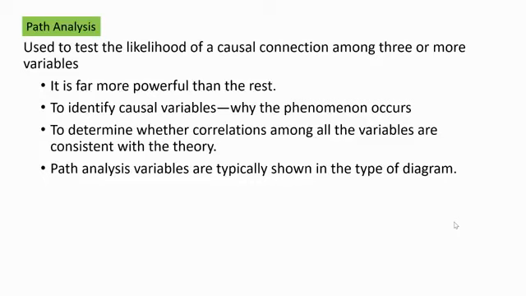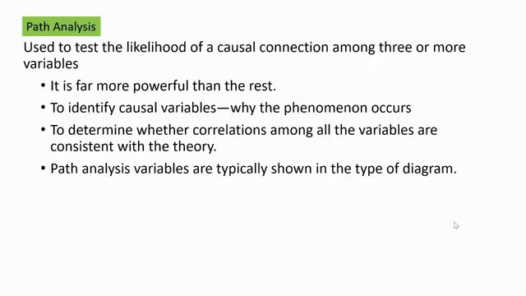In this video, I will talk about path analysis, which is the last technique that is usually used to analyze the correlational research data. Path analysis is used to test the likelihood of a causal connection among three or more variables. Some of the techniques having been described aim to explore the theory of the causality. However, path analysis is far more powerful than the other three techniques previously described.